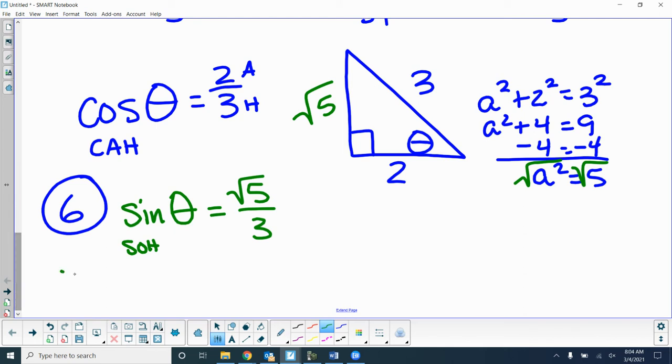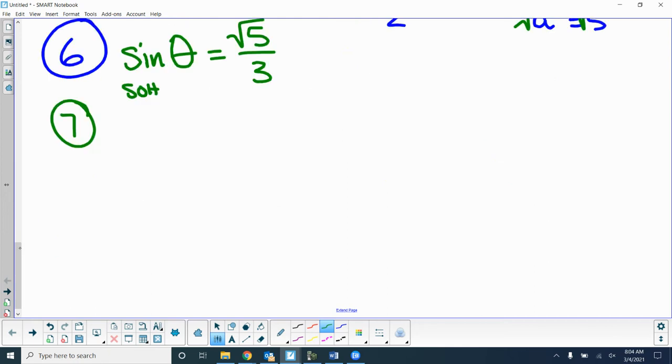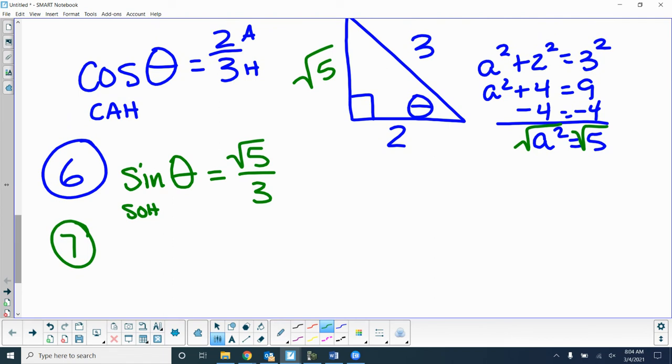Number 7, I want to keep that picture there so I can do it. All right, this time I'm looking for secant. Secant, which one is it the reciprocal of? Sine, cosine, or tangent? Cosine, right? So the cosine is right here, what they gave us. So just flip that, 3 over 2. Cosine is 2 over 3, so hypotenuse over adjacent, 3 over 2.